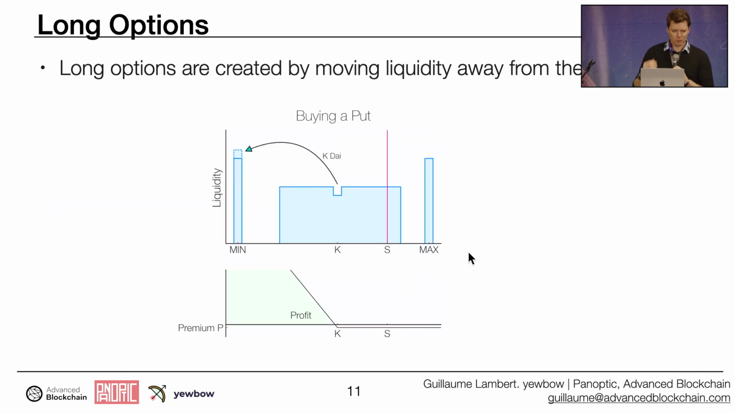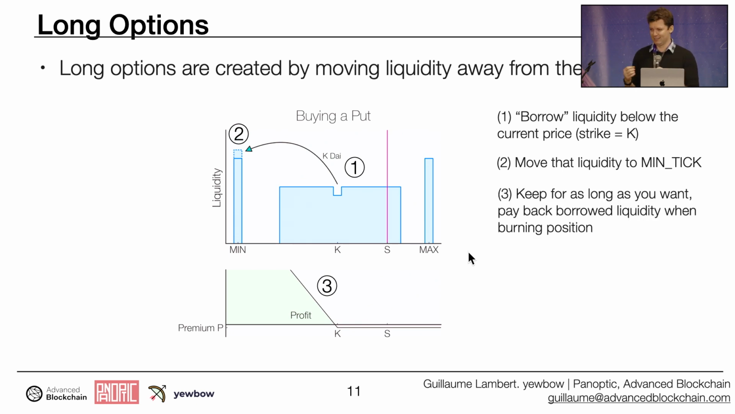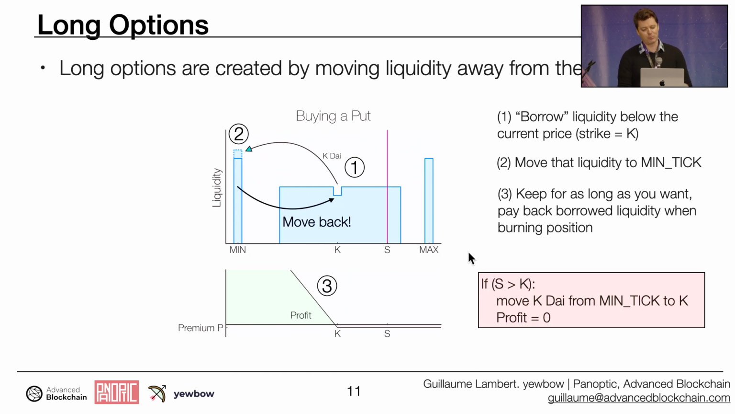I'm going to walk through what happens concretely when you buy a put and store liquidity at the minimum tick. First, you borrow liquidity at a strike K. You move it back to zero, basically, in price. And then you hold it. This is a perpetual option. There's no expiration. You just hold it for as long as you want. And at the end of the day, if the price is still above your strike, you just take the DAI that you moved there and pay back the debt that you incurred. No profit, no loss really, except you may have collected some fee. You may have to pay some fees afterward. I'll describe this. And this is the borrowing alternative.